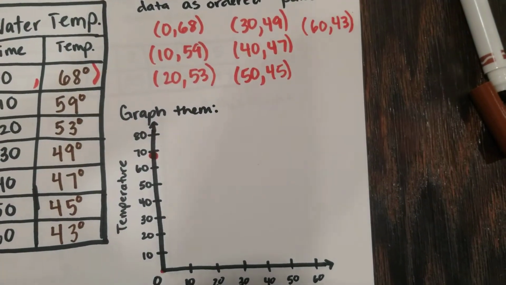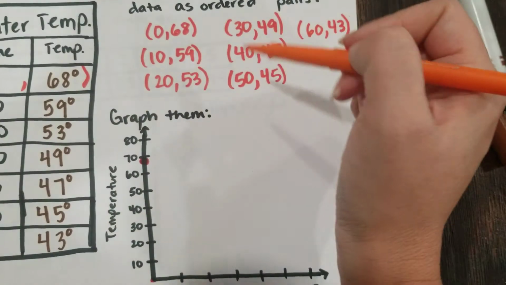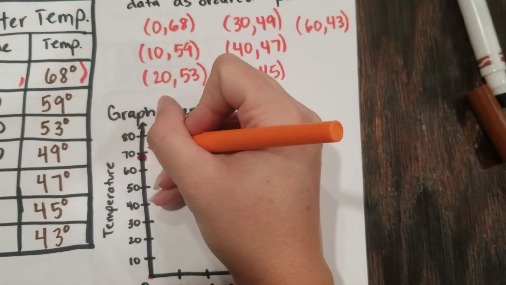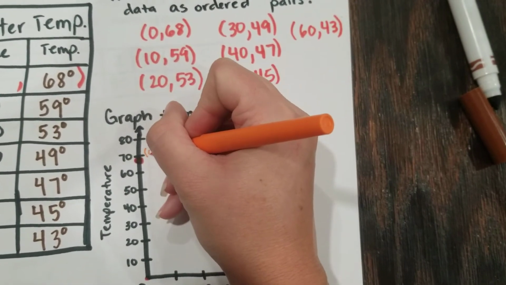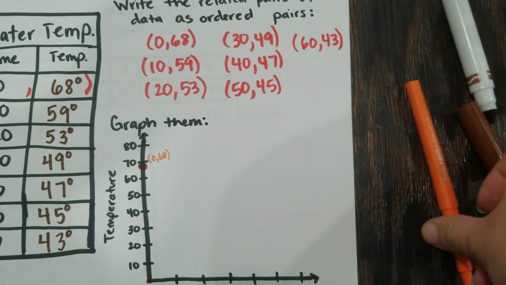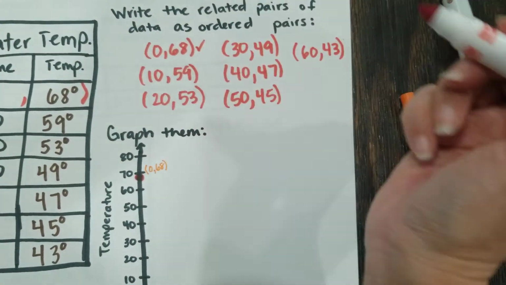Sometimes we like to kind of label. We don't have A's, B's, and C's to label the points, but I could just put that ordered pair right here, kind of small. So 0, 68 was this ordered pair right here. Okay, our next one, so I'm done with that one. I'm going to just kind of check off so I know I'm done.